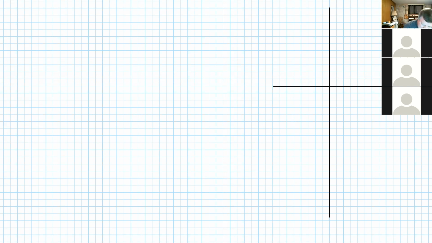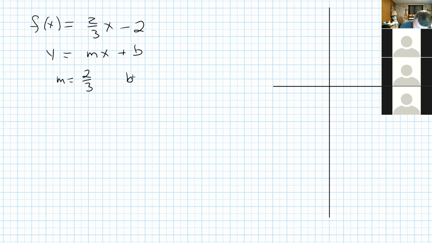So let's say we've got the function f of x equals 2/3 x minus 2. Now, this is a function. We're using function notation, but it's the same graph as if we graphed y equals 2/3 x minus 2. So basically, this function is in slope-intercept form, y equals mx plus b. So the slope of the line is 2/3 and the y-intercept is -2. Everybody understand what I'm doing there?